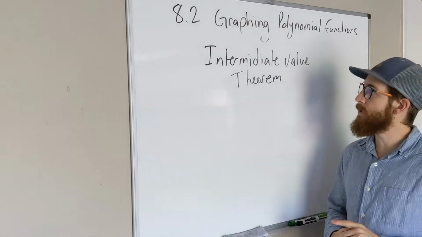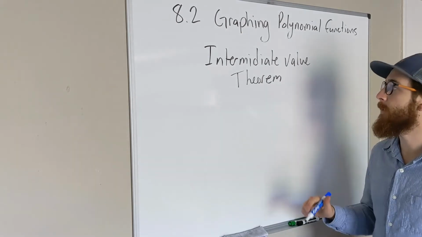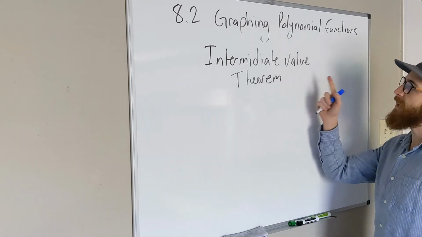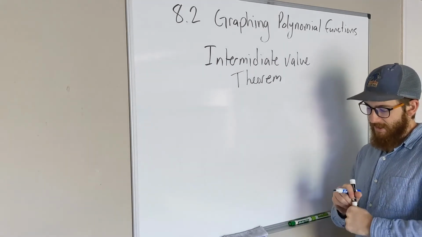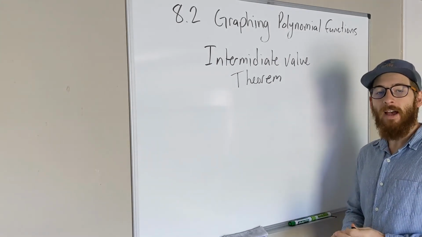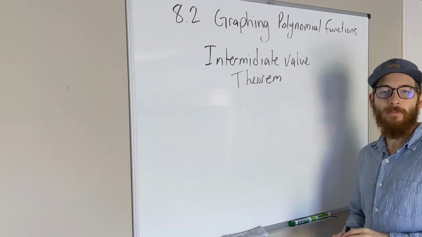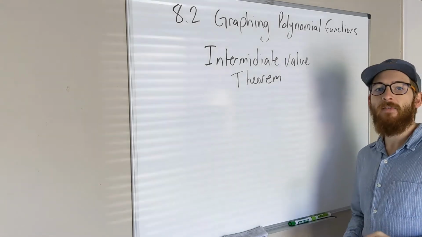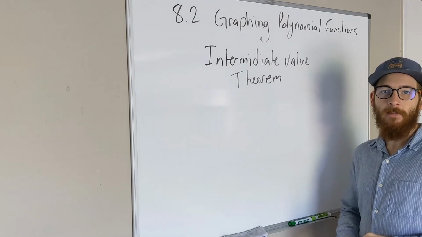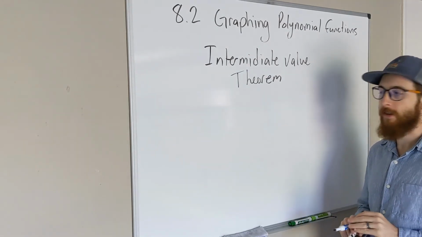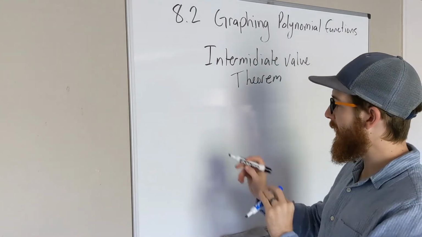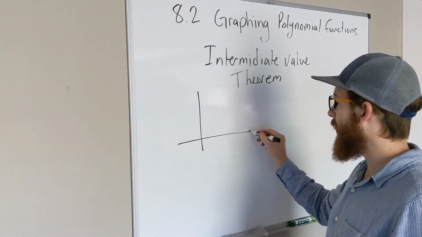One last thing that I want to mention before we wrap this up is this idea called the intermediate value theorem. This theorem's idea is that if I pick a value on my function, and I pick a second value on that same function, if the signs have changed, then there's a real zero between them. So let's look at what that means graphically, just to get an idea.